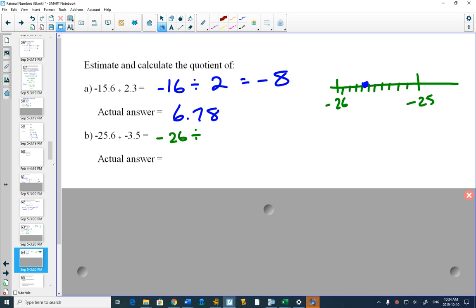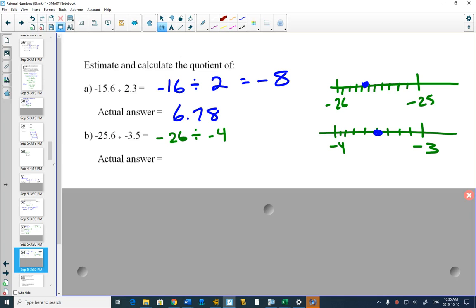Negative 3.5. Oh, he did the last one. You got to pick somebody else. Sarah. Negative 3.5. Okay, if you think of your number line, it's somewhere between negative 3 and negative 4. Negative 3.5 is actually right in the middle. It could be argued closer to negative 4 or closer to negative 3 because it's exactly the same distance. In math, whenever we have a 0.5, we round higher. So now we would get negative 4.